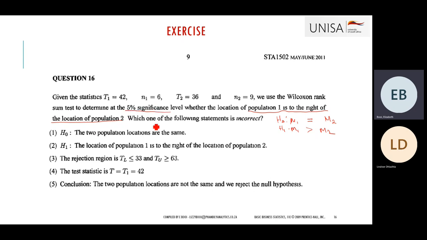They also gave us an alpha of 0.05. Therefore, we're going to have to use the table and only go to alpha one-tailed test, because this is a one-tailed test of 0.05. They also gave us N1 is 6 and T1 is 42, N2 is 9 and T2 is 36. So this is our test statistic, because it comes from the sample size N1 of 6, which is smaller than 9. The other key thing that they gave you here was to tell you that you need to use a Wilcoxon rank sum test.